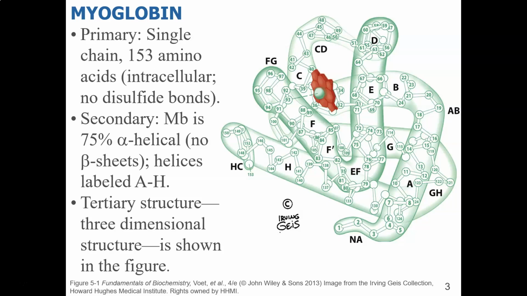In terms of secondary structure, myoglobin is 75% alpha helical. There are no beta sheets. The people who study myoglobin label these helices A through H. We can trace through A, B, C, D, E, F, G, H throughout this protein. You also might have noticed in the center in red is a prosthetic group. I have some close-up pictures of that I'll show you in the next slides. The tertiary structure, the three-dimensional structure, is shown in the figure.